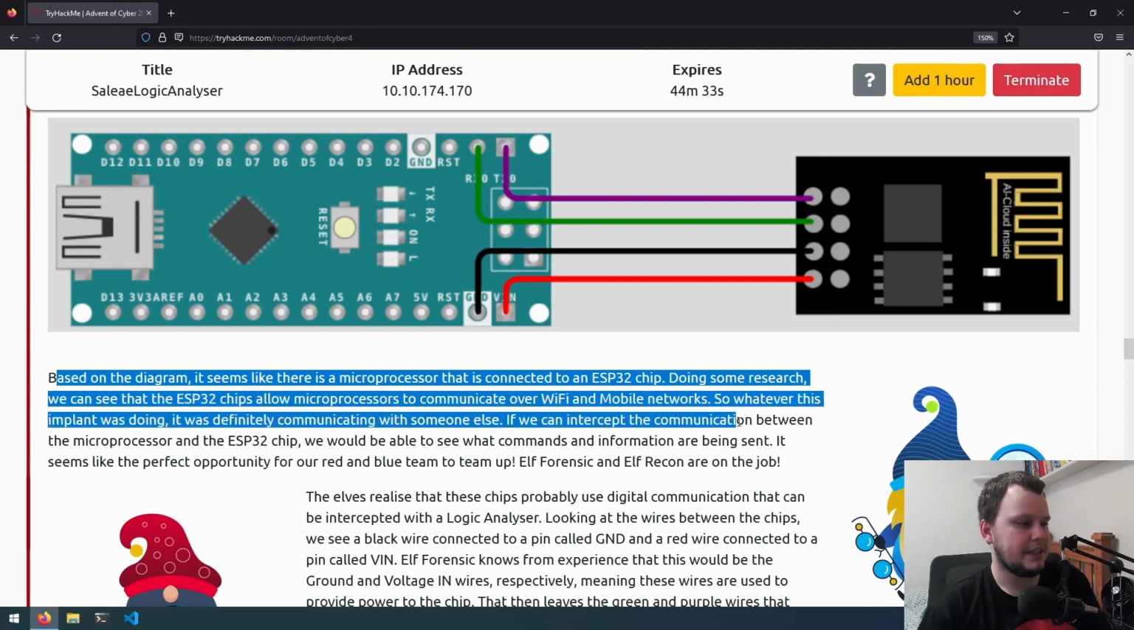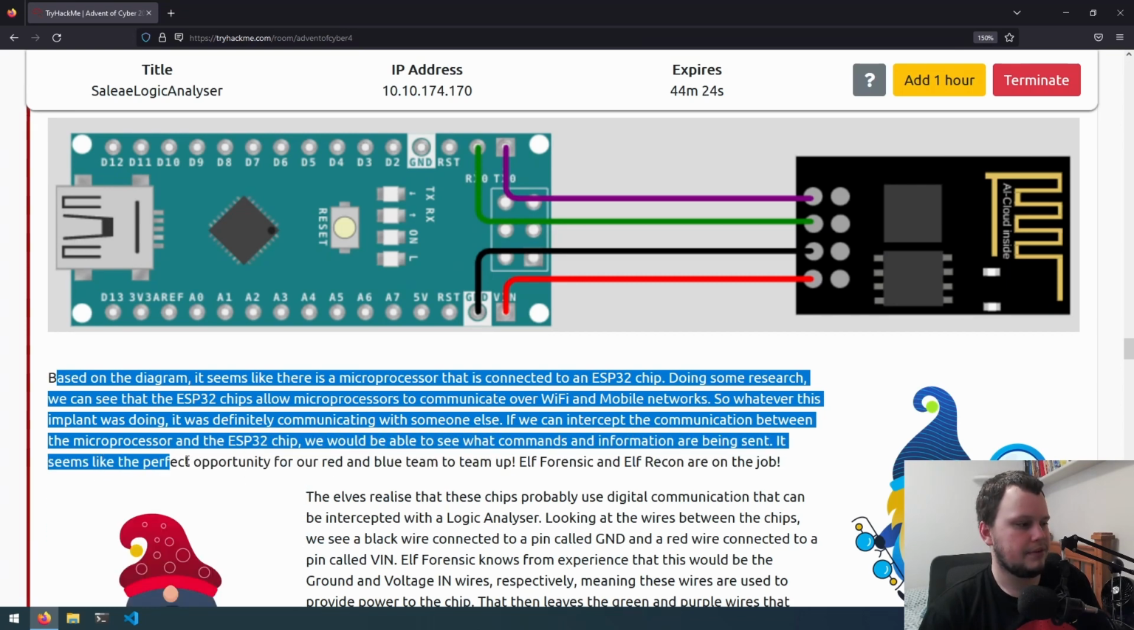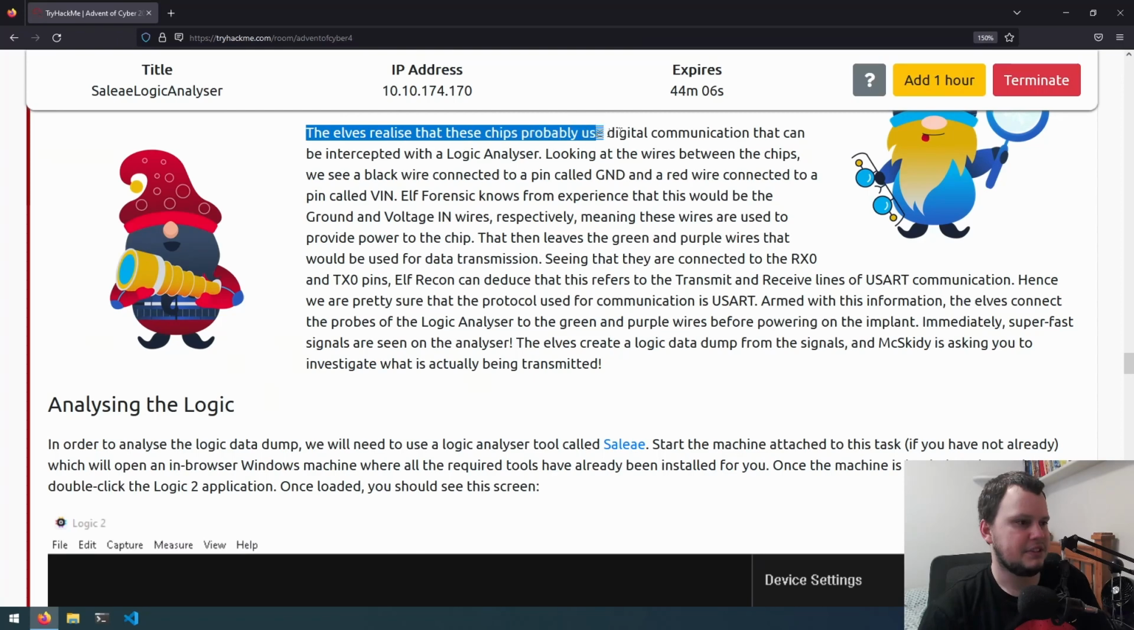If we can intercept the communication between the microprocessor and the ESP32 chip, we will be able to see what commands and information are being sent. It seems like the perfect opportunity for a red and blue team to team up. Elf Forensic and Elf Recon are on the job. The elves realize that these chips probably use digital communication that can be intercepted with the logic analyzer.